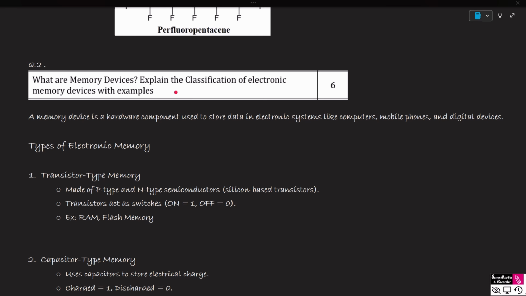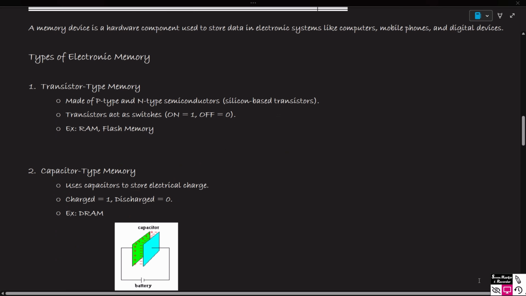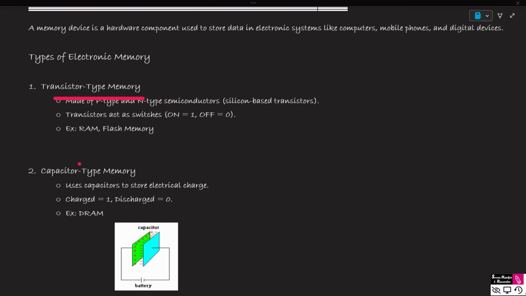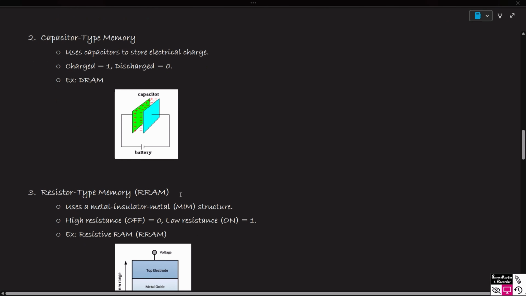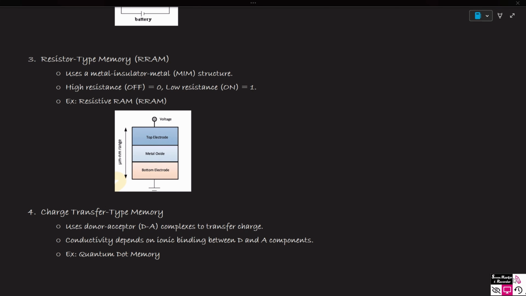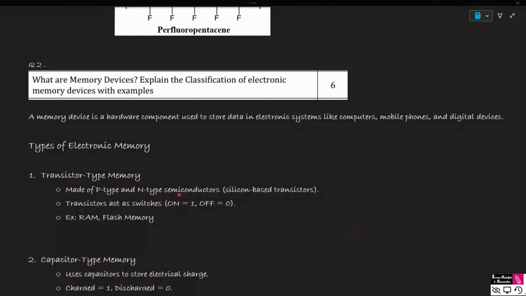What are memory devices? Explain the classification of electronic memory devices with examples. We know that memory devices are used to store data. By definition, a memory device is a hardware component used to store data in electronic systems like computers, mobiles, and digital devices. There are mainly four types of electronic memory devices: transistor type memory, capacitor type memory, resistor type memory, and charge transfer memory. Let's study all four of these.